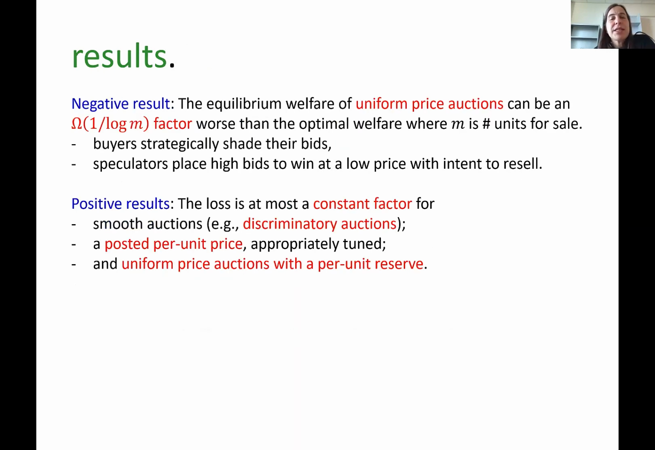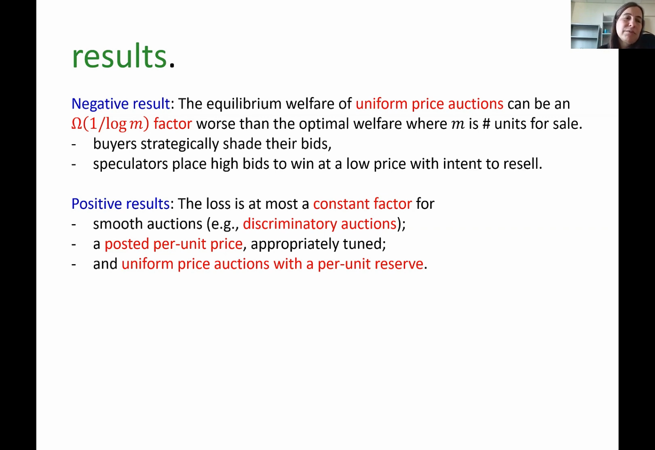So what are the results I'll tell you about today? I'm going to present first a negative result, which shows that the equilibrium welfare of a uniform price auction, such as the ones used by the EU ETS, can be arbitrarily worse than the optimal welfare. In fact, the welfare of this equilibrium that I'll show you is going to be a 1/log m factor worse than the optimal welfare, where m is the number of units for sale.